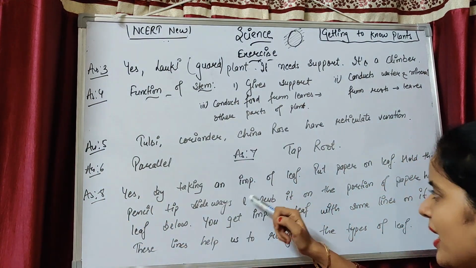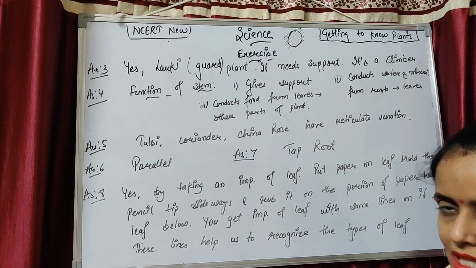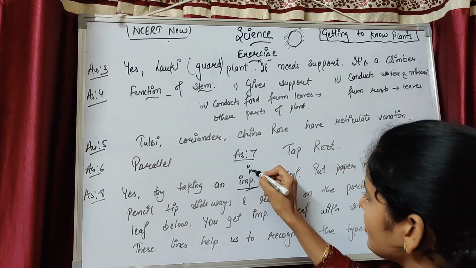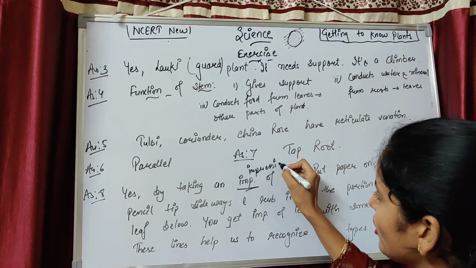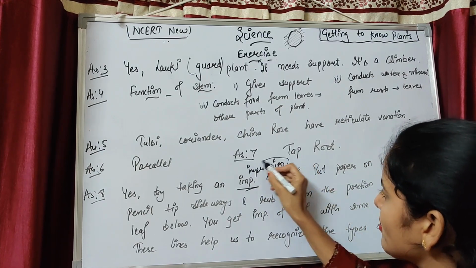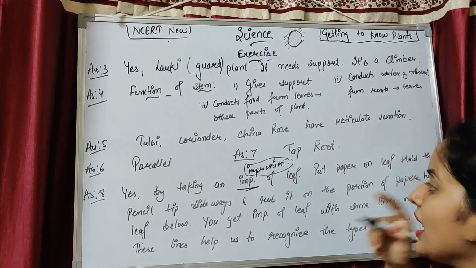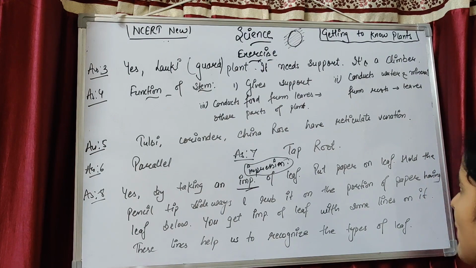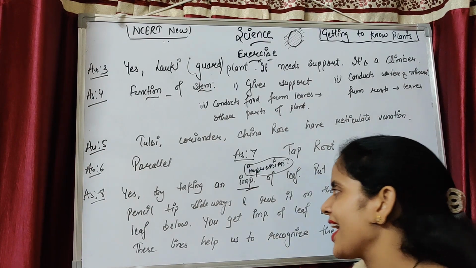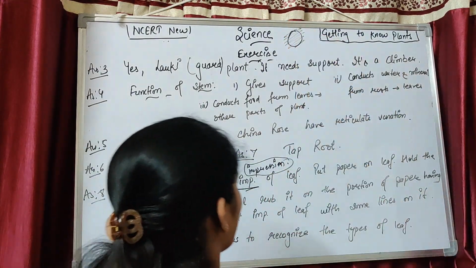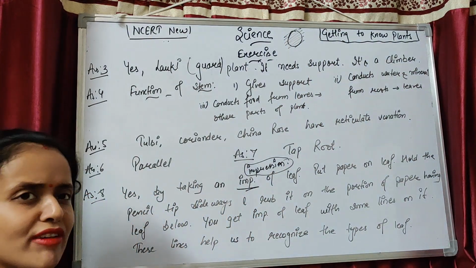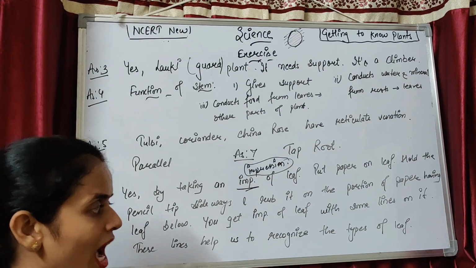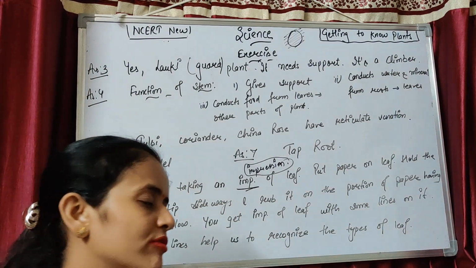Yes, by taking an impression of a leaf, we will recognize the leaf. This is the short form of impression, so remember, where I am writing IMP, it is impression. By taking an impression of a leaf, put paper on the leaf, hold the pencil tip sideways and rub it like this on the portion of paper having the leaf below. You get an impression of the leaf with some lines on it, and these lines help us to recognize the type of the leaf.